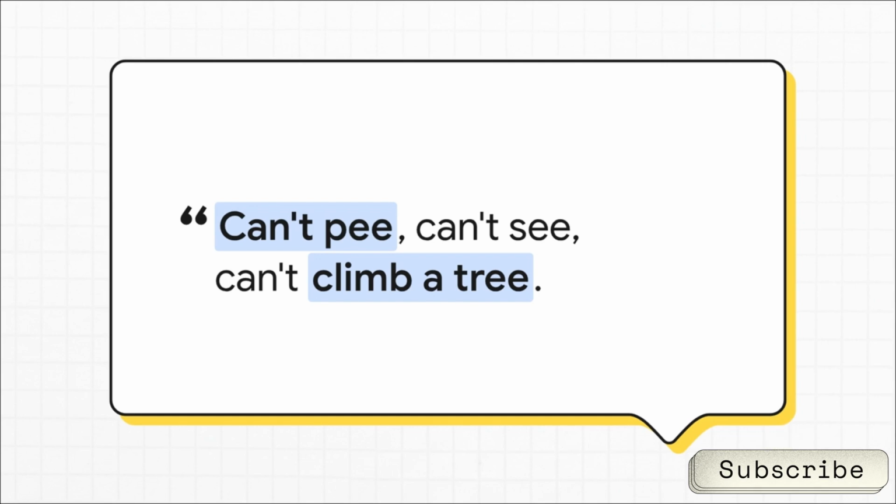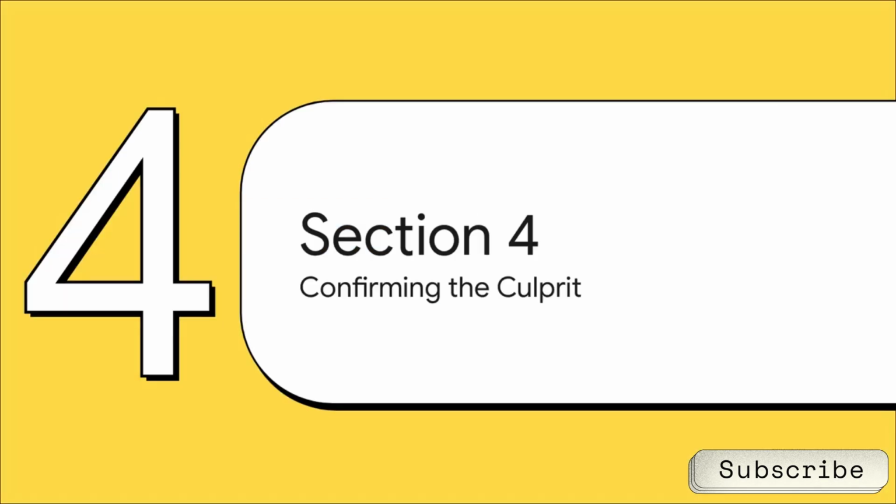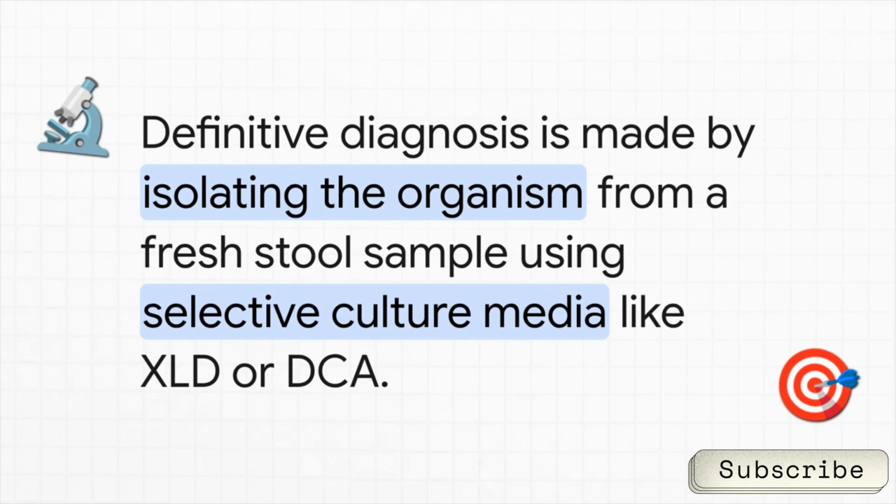It's a classic. The clinical picture is pointing straight at Shigella, but in medicine, we need proof. So how do we actually confirm it's Shigella in the lab? The definitive, rock-solid answer comes from the lab. The gold standard is isolating the organism from a fresh stool sample by culturing it on selective media. This basically lets us grow the bad guy while suppressing all the other normal bacteria that live in the gut.